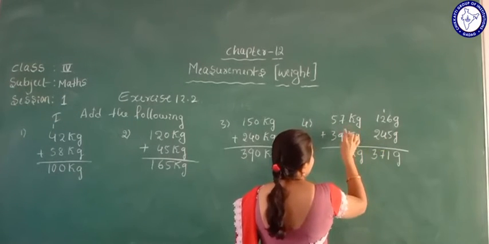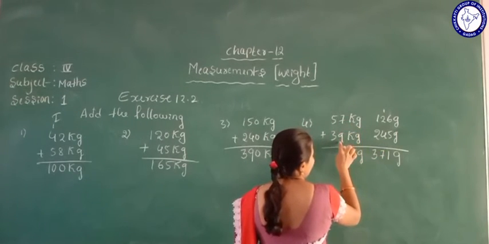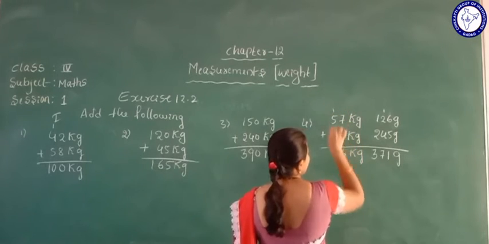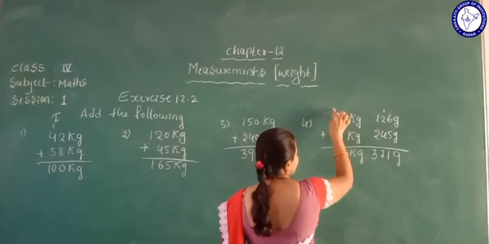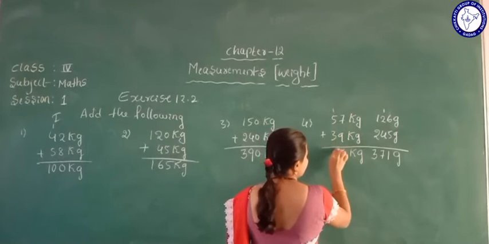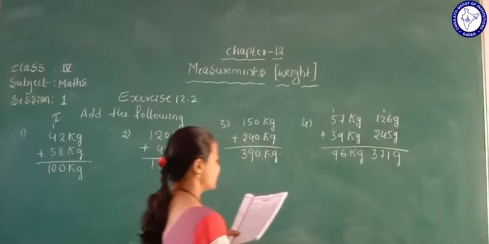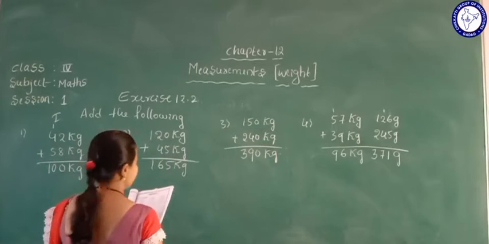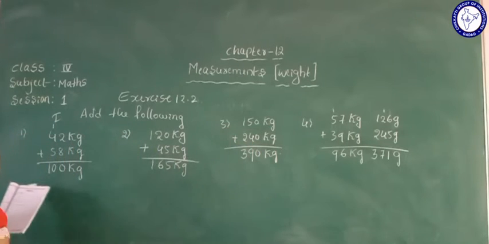Next kg. So here, 7 plus 9 is how much? 16. Give a carry 1. 5 plus 1 is 6. 6 plus 3 is 9. 96 kg 371 gram. Okay.